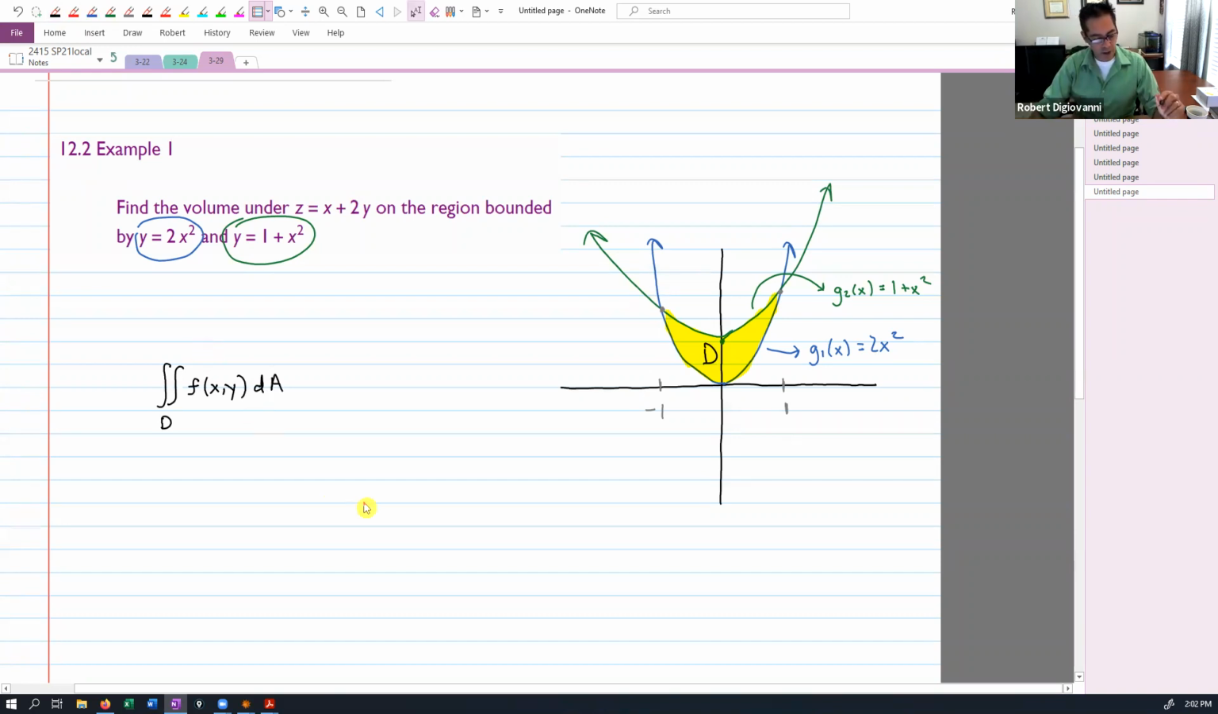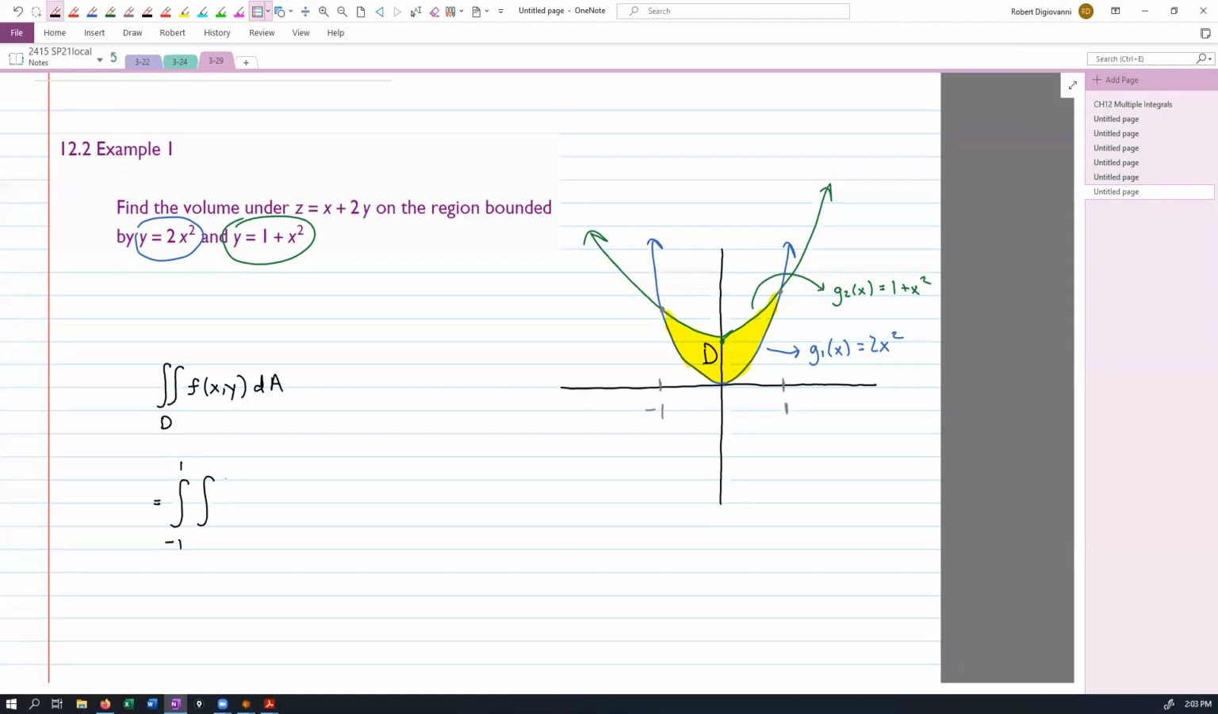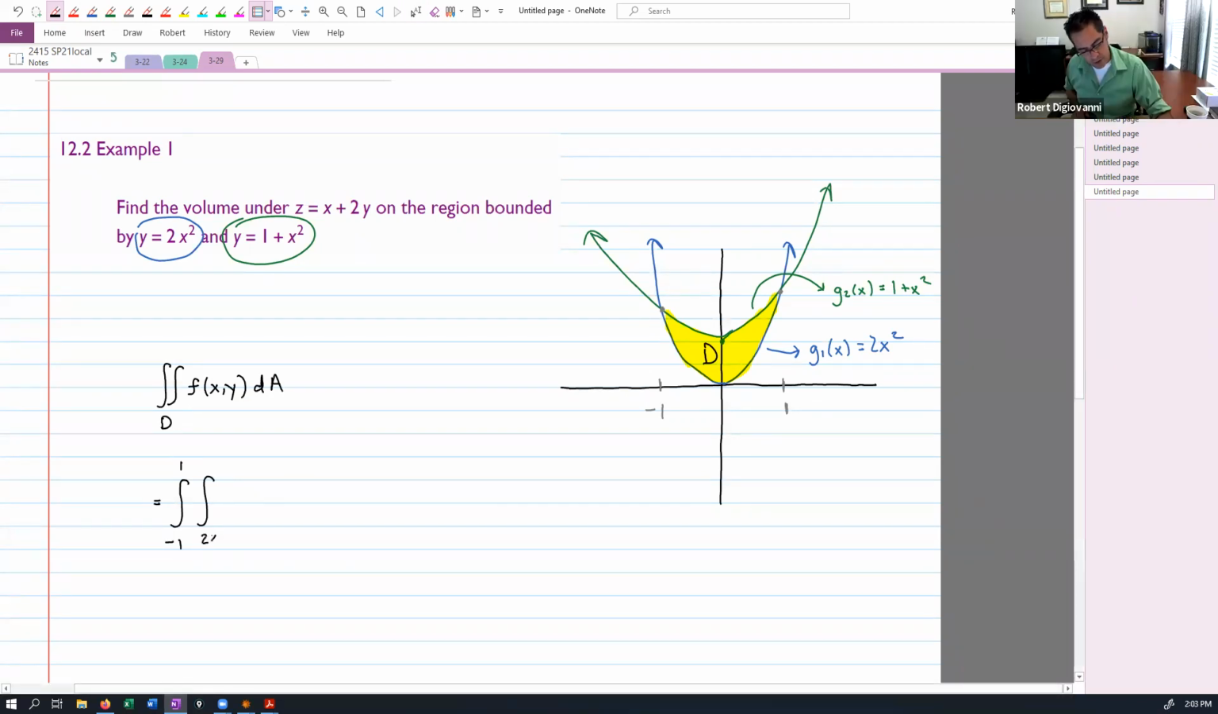So the double integral over capital D of this surface f of x, y with respect to area, since this is type 1, will be the integral from -1 to 1, and then the integral from where to where? From g1 of x to g2 of x. So we're going to put 2x squared down here and 1 plus x squared up here. See, our limits of integration involve variables. This is probably the first time this has happened to you. Normally our limits of integration are numbers, but now they are functions. Now f of x, y is the surface, which is x plus 2y.